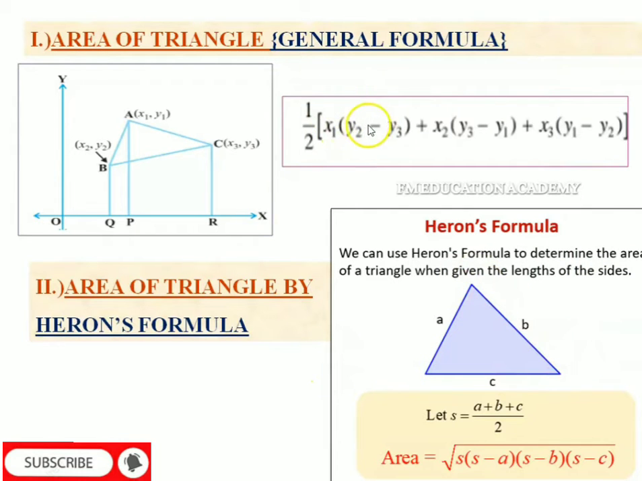Here the length of the sides are not given. Here the coordinates x1, y1, x2, y2 and x3, y3 of the points are given. Suppose the lengths of the sides are given to me in a triangle. Suppose a triangle has a side A, the second side of the triangle is B, and the third side of the triangle is C.